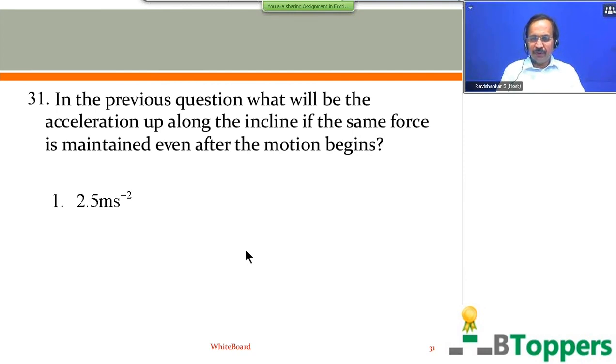So next I am going to show you the next question. Question number 31. In the previous question, what will be the acceleration up along the incline if the same force is maintained even after the motion begins?